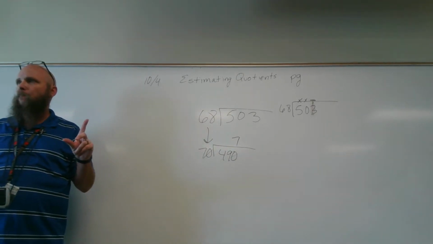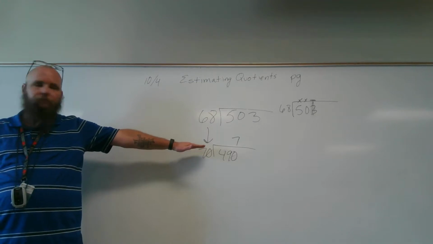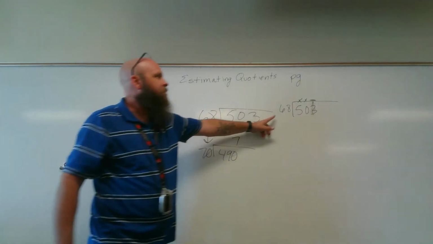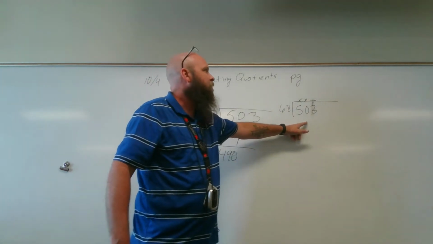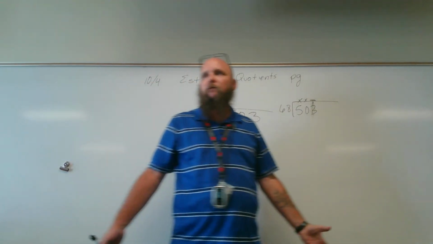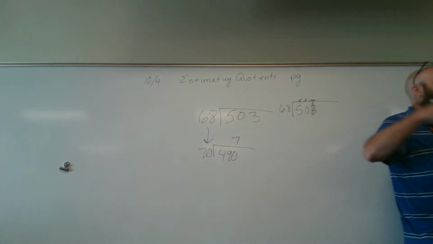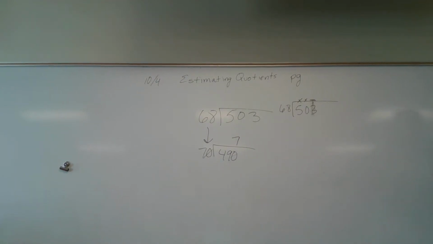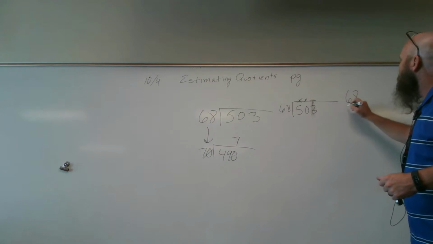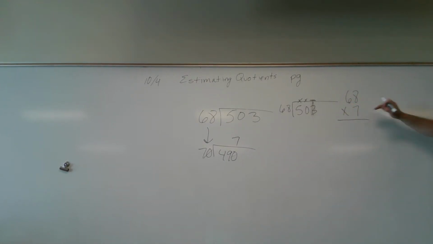Now I'm going to use my estimate, Ethan. My estimate was 7. So I'm going to see if 68 times 7 gives me something close to 503. Okay? You've learned how to multiply by a one-digit number before you walked in my room, so we'll be good here. 68 times 7. Ethan, what's 7 times 8?